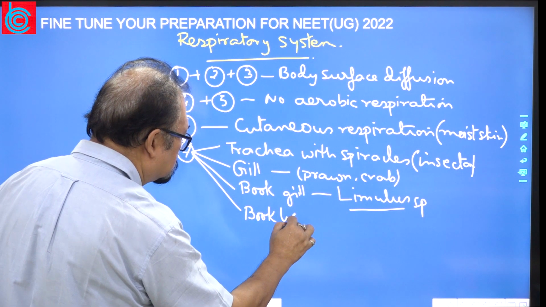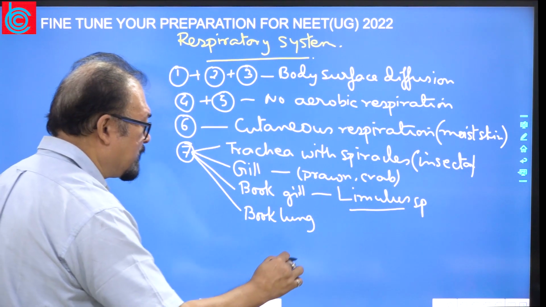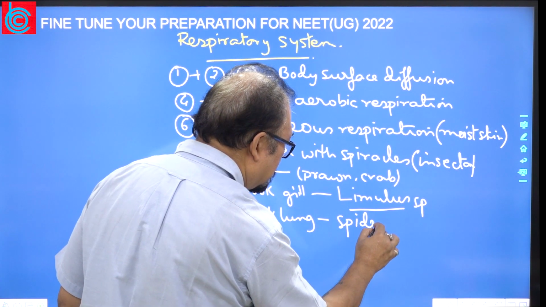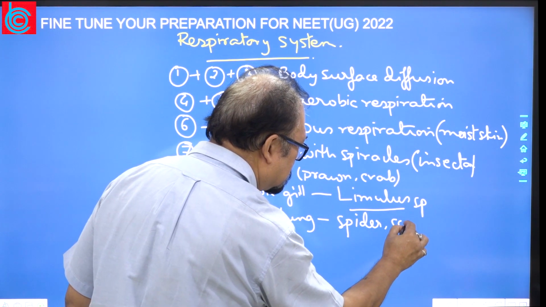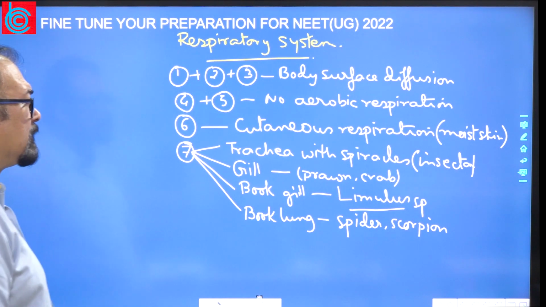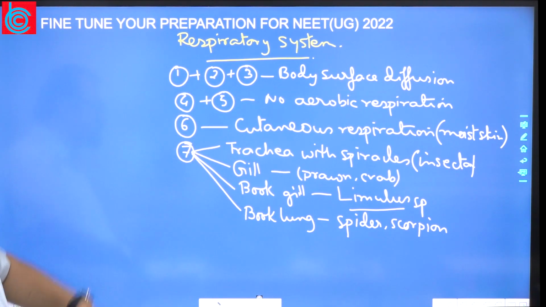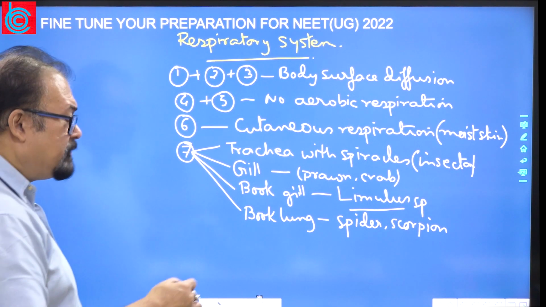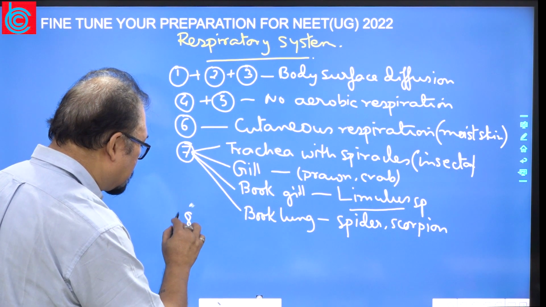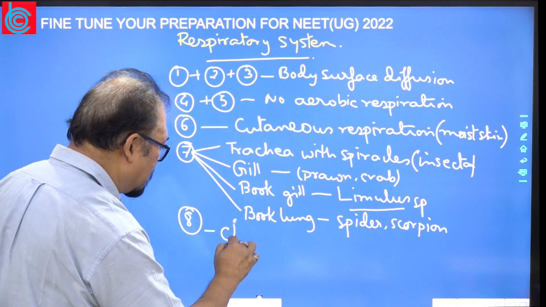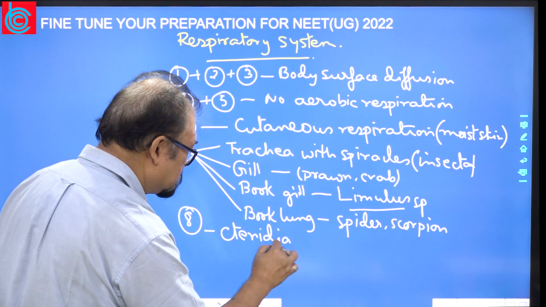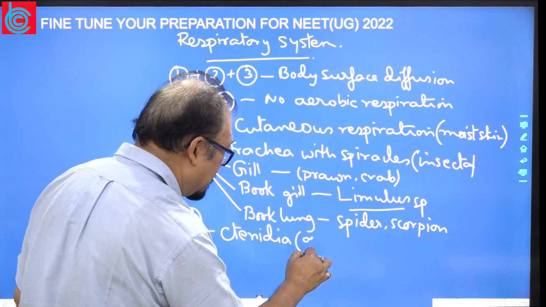Book lung: where is book lung present? In the spider. It is also present in scorpion. So these are the systems present in Arthropoda. Going to the next major phylum, Mollusca, we have ctenidia. It is like a gill.